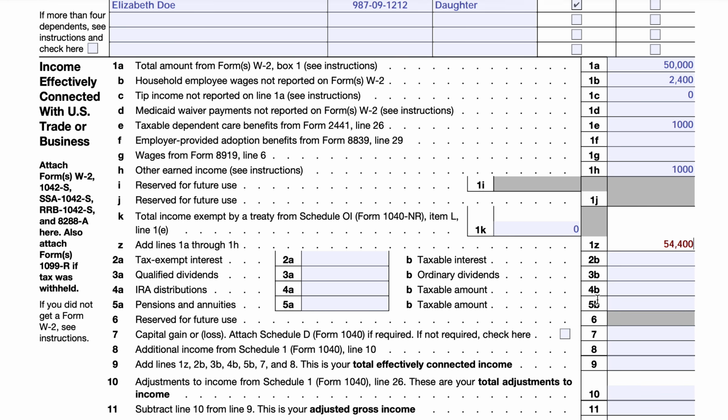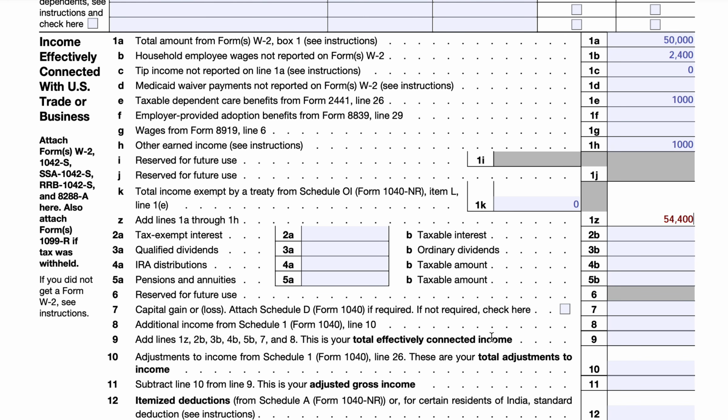Now, the lines that follow this, these are not necessarily earned income, so you may need to pay taxes on this, but you don't need to pay Social Security and Medicare tax on it. So line 2A and line 2B have to do with interest. So if you have a checking account or a savings account, they might pay you interest. You could purchase savings bonds that also pay interest.